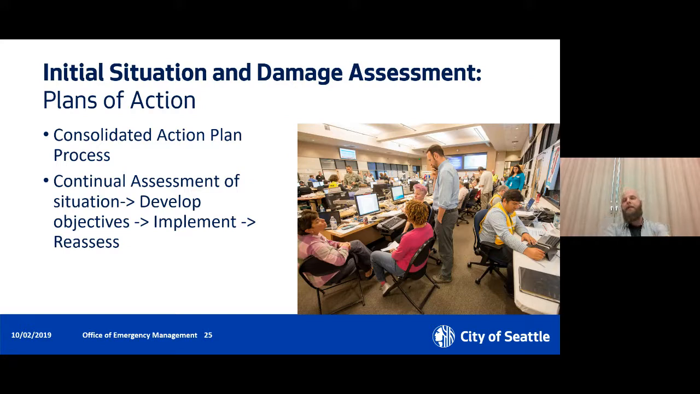And then it's really taking that information to develop plans of action. So in our Emergency Operations Center, we have something called a Consolidated Action Plan, and we have a process for developing that. And we develop one for each operational period, which we're usually looking at 12 to 24 hours.